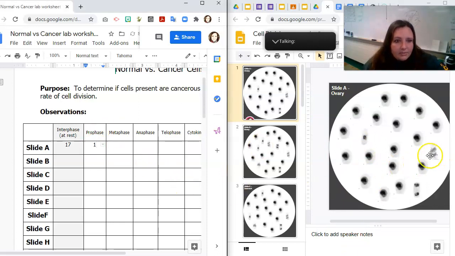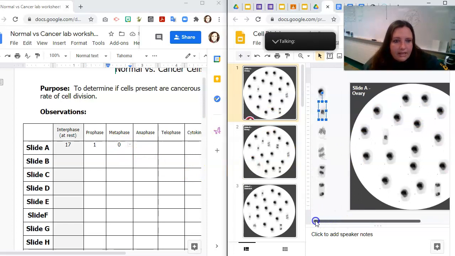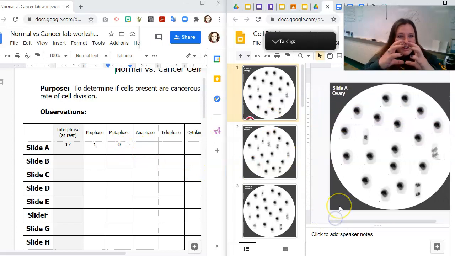At metaphase, where the chromosomes are lined up in the middle, I do not see any of them there. Anaphase is going to look like they are going away. Anaphase, remember, means away, and I only see one cell going through that.